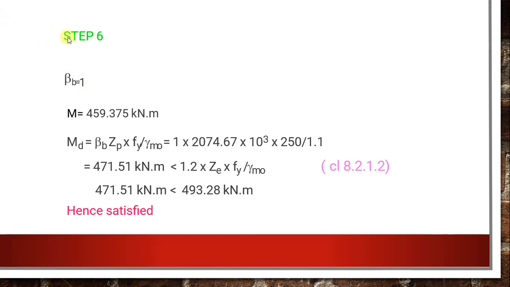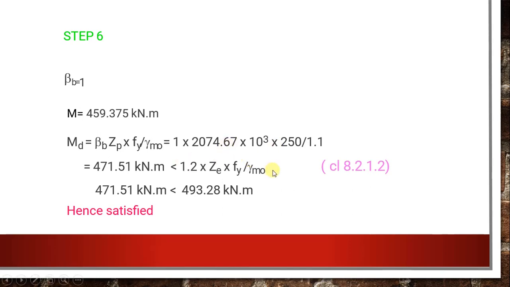So put all the values into this expression, that is 1 into 2074.67 into 10 to the power 3 into 250, that is Fy, divided by 1.1, that is the factor of safety. You will get the design bending strength as 471.51 kilonewton meter. You should check this value. It should be less than 1.2 into Zd into Fy upon gamma m0, where Zd is nothing but the elastic section modulus.